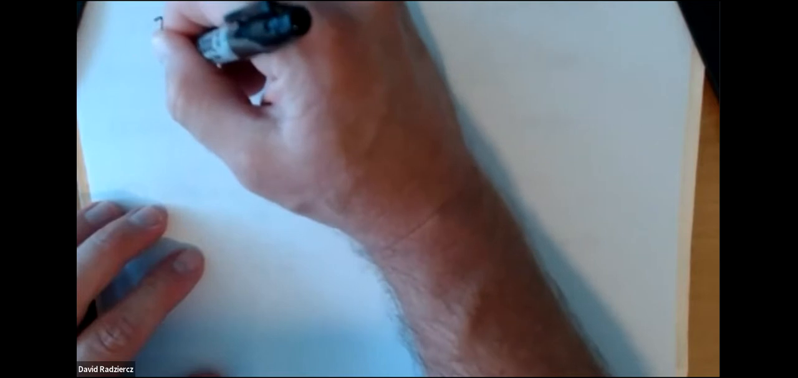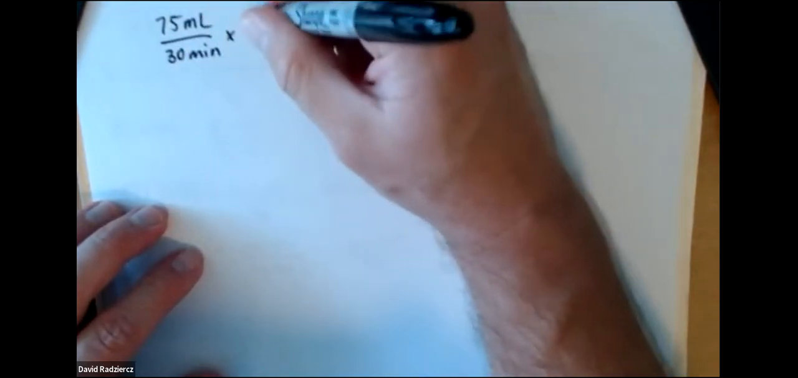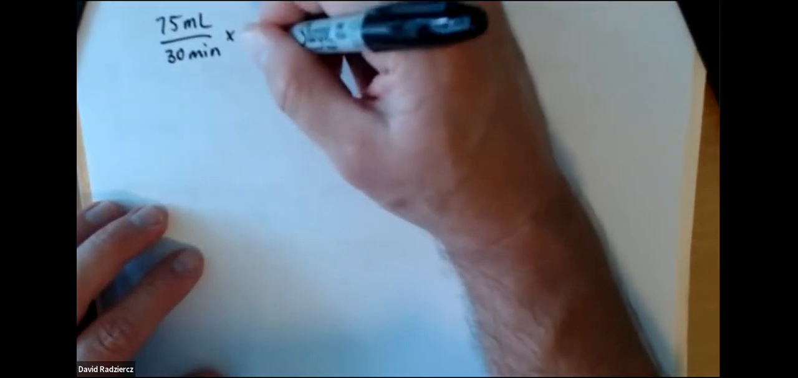So 75 milliliters, 30 minutes, times a drop factor of 10. So 75 times 10 divided by 30, and you get 25 drops per minute.